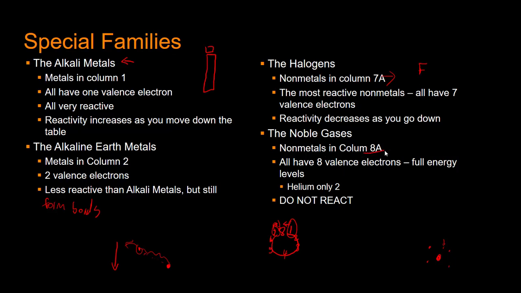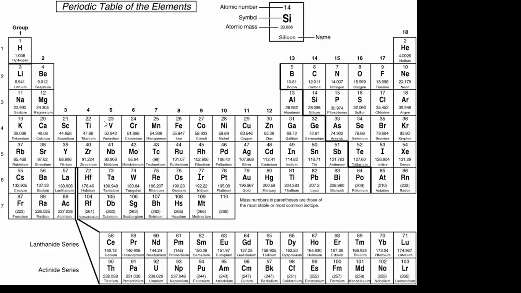The noble gases are in column 8A. They don't react at all because their outer energy level is full. They have the magic number 8. Of course, helium only has 2, but that does fill an energy level, so they do not react. So here's a look at the periodic table. We can see as atomic number increases by 1, valence electrons increase by 1.